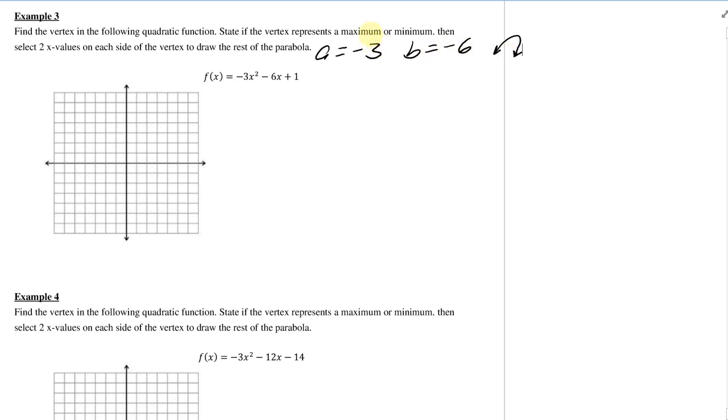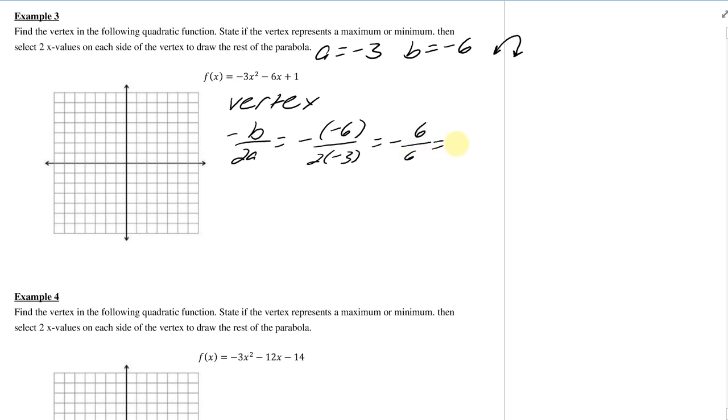Now I need to determine the vertex. To figure out the vertex, I'm going to take -b over 2a. I'm going to plug all this in. I get 2 times -3, so this is -6 over 6. This equals -1. That's the first part of my vertex.